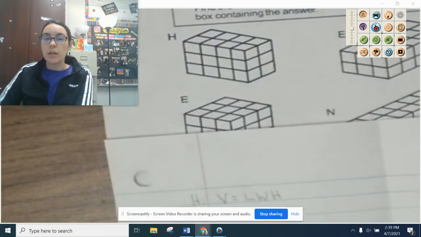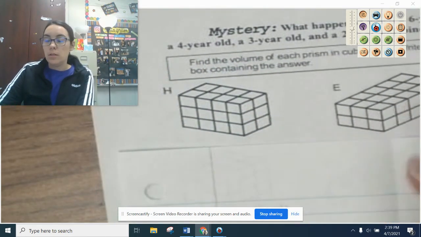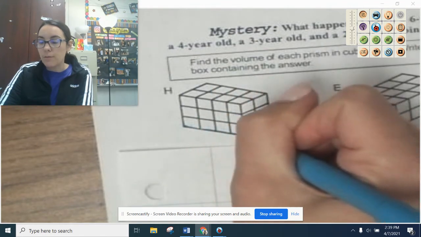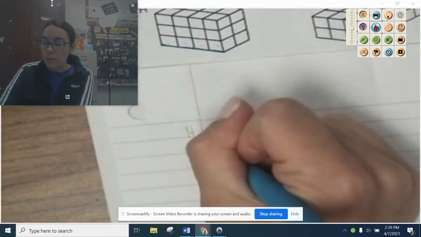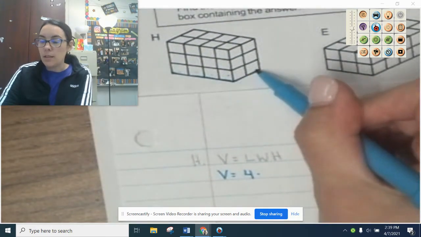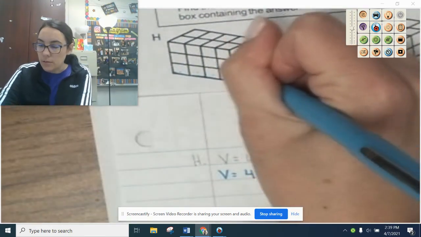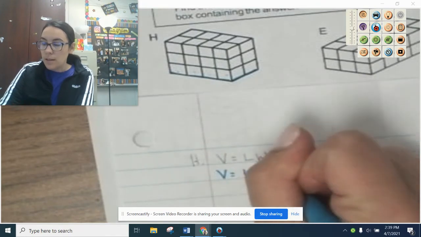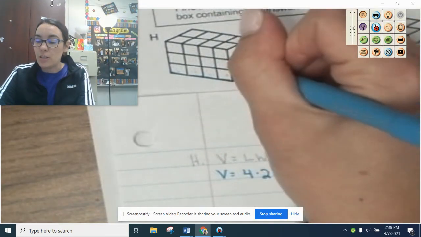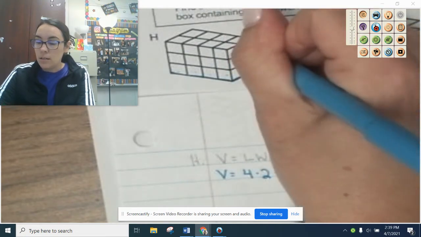Okay, so then we're going to go look at H. We're going to look at our length right here. Count the squares, 1, 2, 3, 4. So our volume equals our length is 4 times my width is 2, and then my height is 3. 1, 2, 3. Right there.